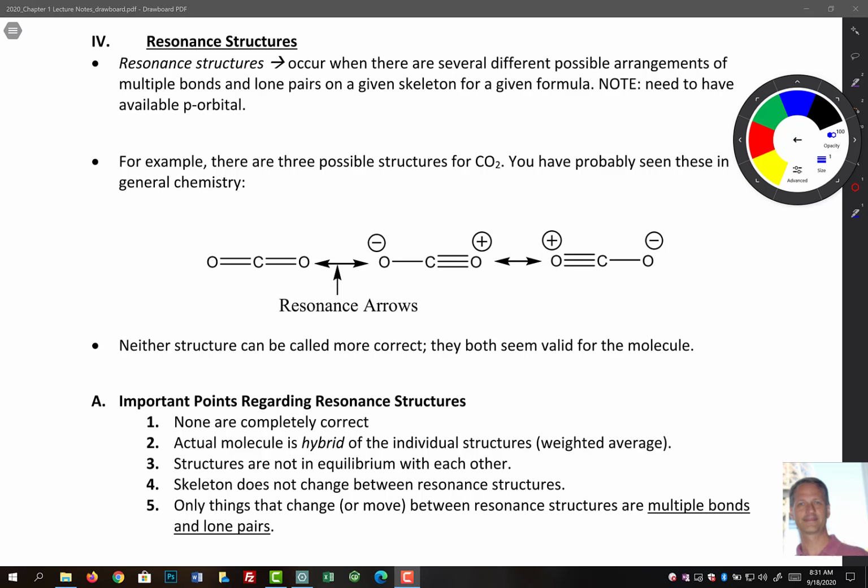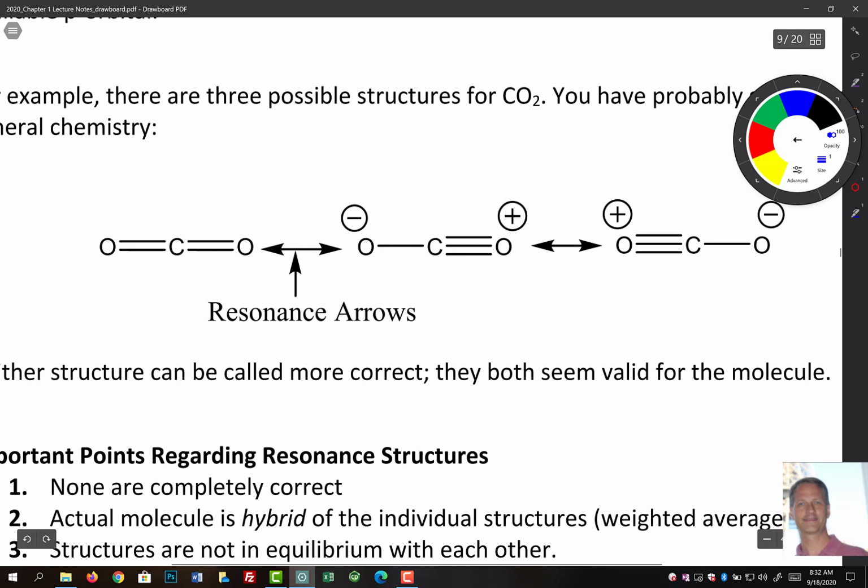So it occurs when there are several different possible arrangements of multiple bonds and lone pairs on a given skeleton for a given formula. One thing to point out is that in order to have these resonance structures, we need available p orbitals, because it's the pi bonds essentially that are going to be moving. Now, in one of our previous lectures, we talked about carbon dioxide, and how it has different Lewis structures. Those Lewis structures differ based essentially on where our double bonds are.